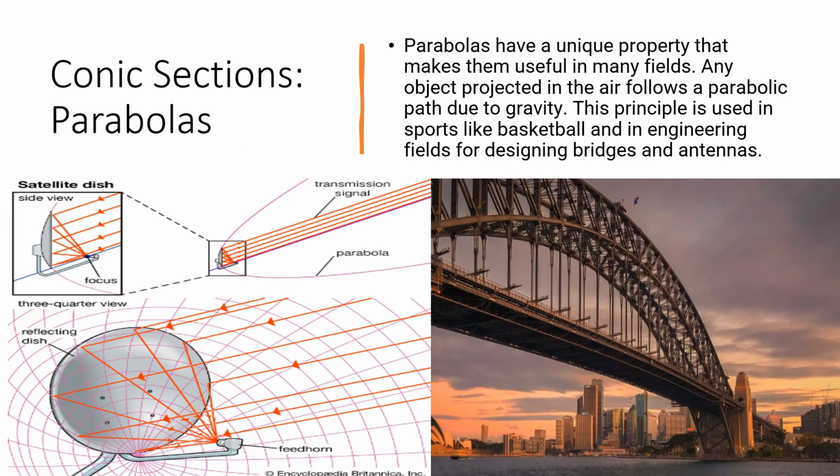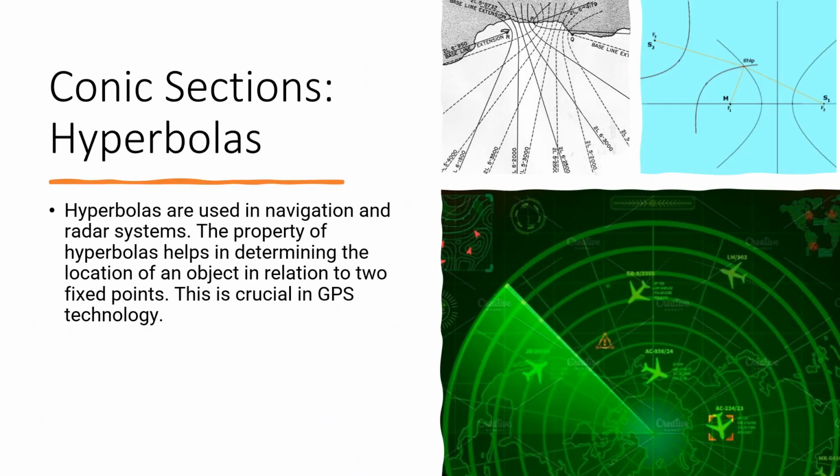Next is the parabolas. Parabolas have unique properties that make them useful in many fields. Any object projected in the air follows a parabolic path due to gravity. We use this principle in sports like basketball and in engineering fields for designing bridges and antennas.